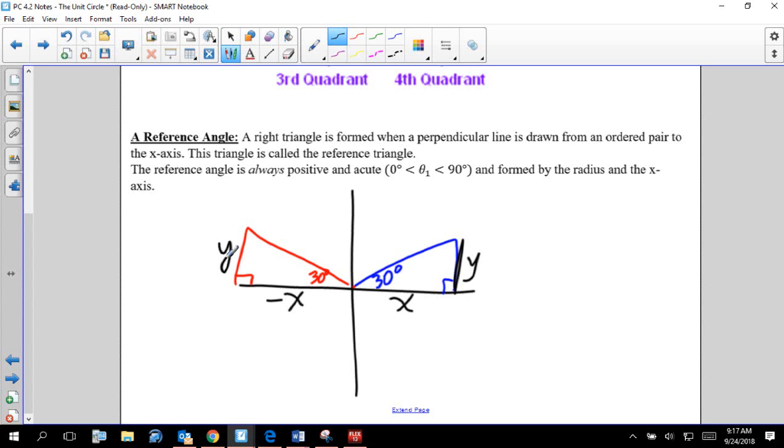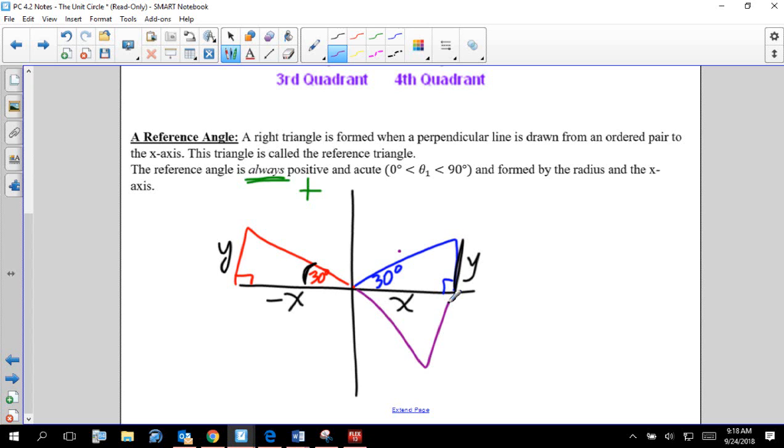So with the reference angle, when you're asked to find the reference angle, you're just asked to find this angle that makes up that 30, 60, 90 triangle. You're asked to find this. There's three things that you need to remember about the reference angle. First thing is that it's always positive. Always positive.